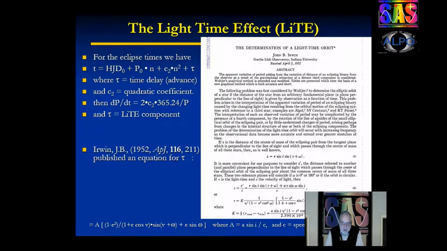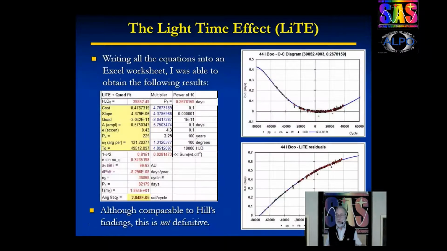Right at the bottom you see a complicated looking equation. E is the eccentricity, and that should be a nu, that's an angle in the orbit, and so is omega, and so that allows you to calculate the correction. Okay, so this is the paper published by this chap, and I've been able to put his equations into an Excel worksheet.